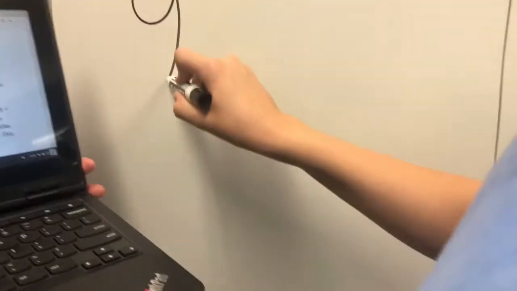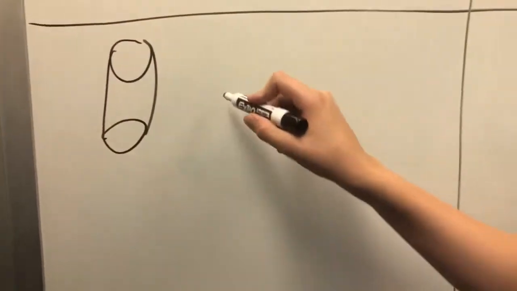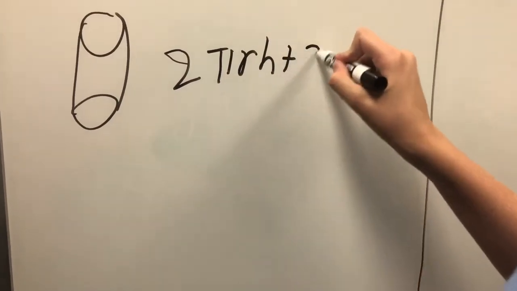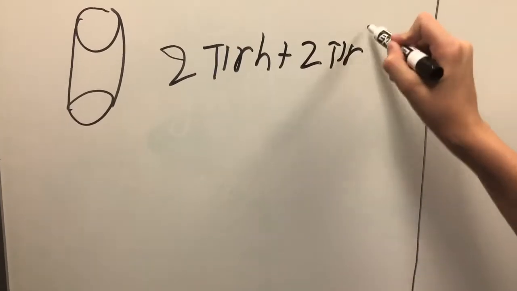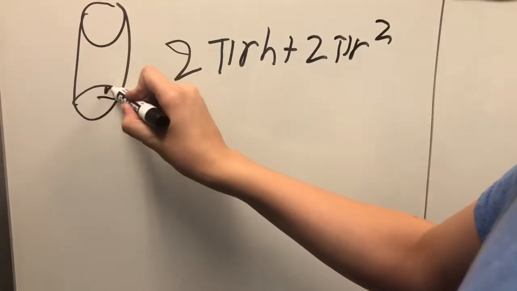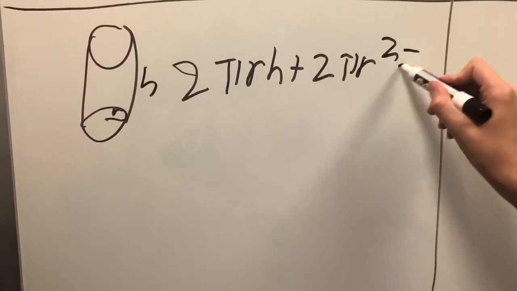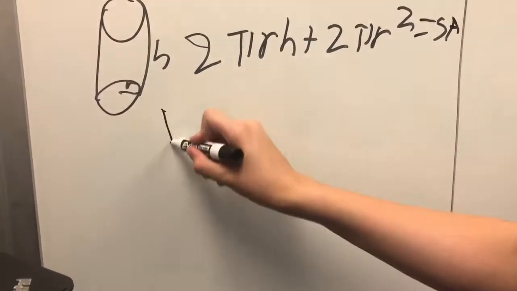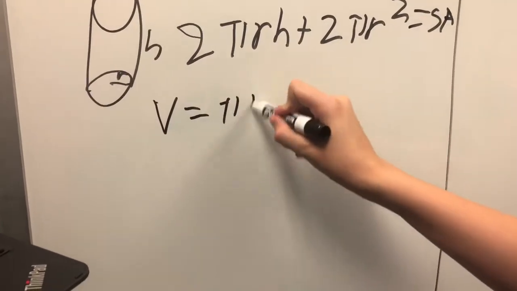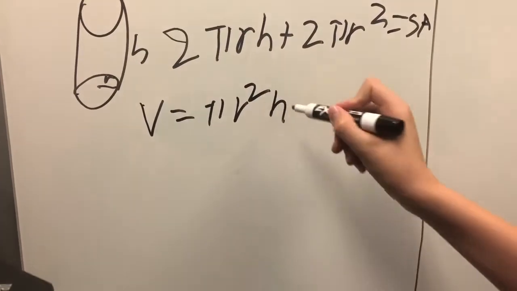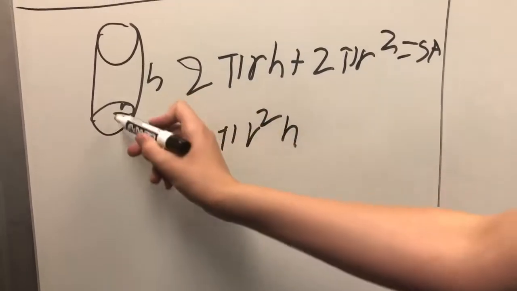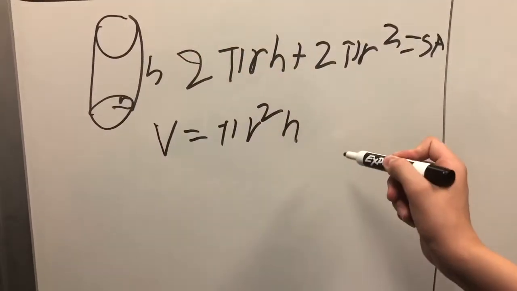The formula for surface area of a cylinder is 2 pi r h plus 2 times pi r squared, where r is the radius and h is the height. The volume for a cylinder is similar. The formula is pi r squared times h, where r is again the radius and h is the height. This lets us calculate the base, pi r squared, times the height.